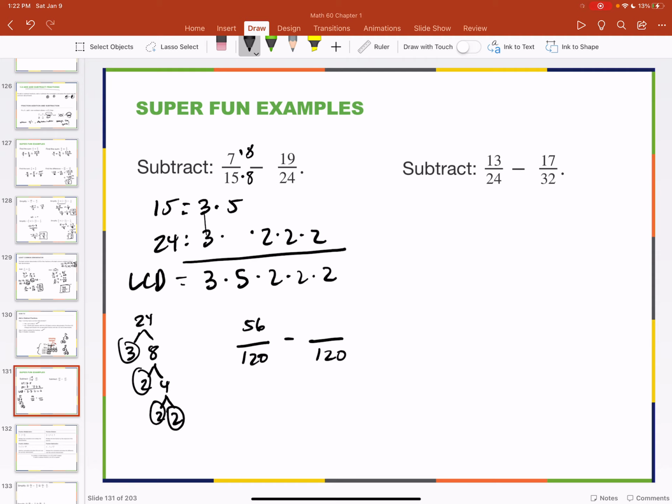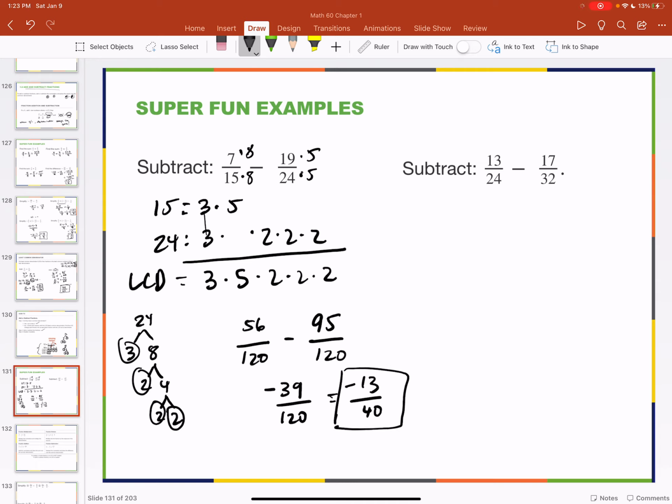Now, what's 120 divided by 24? That's 5. So multiply top and bottom by 5. And 19 times 5 is going to give you what? 95. Okay, so what you're actually doing is 56 over 120 minus 95 over 120, which is, right, we subtract, that's negative 39 over 120. And we could reduce this. If we divide top and bottom by 3, what do we get? So 39 divided by 3, that's 13. And 120 divided by 3 is 40.